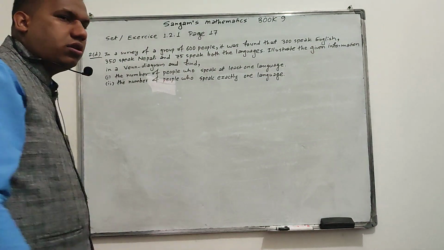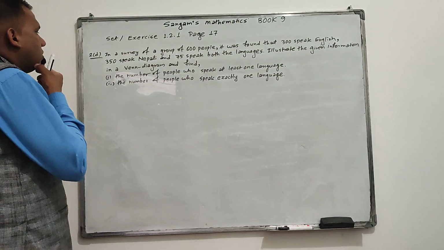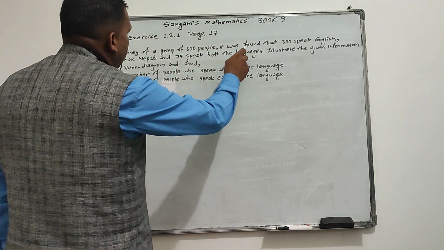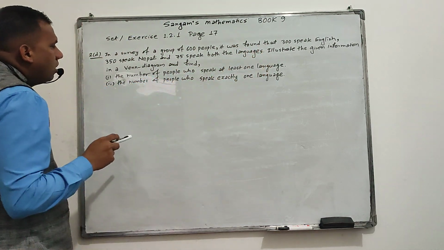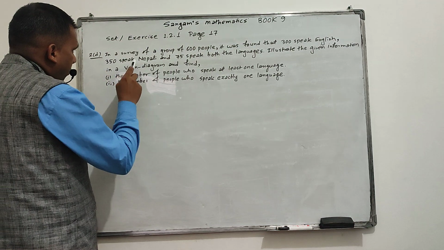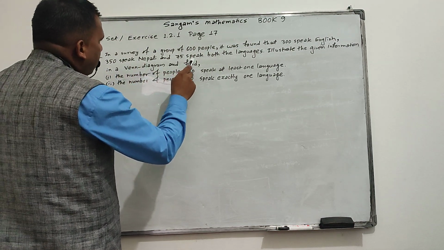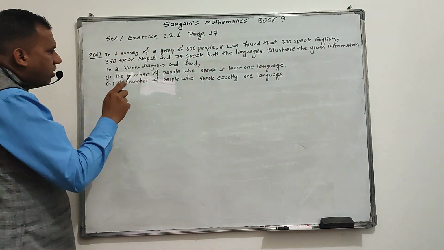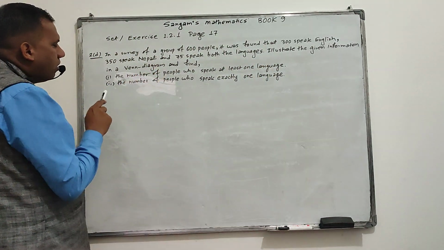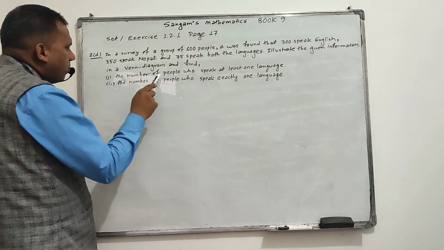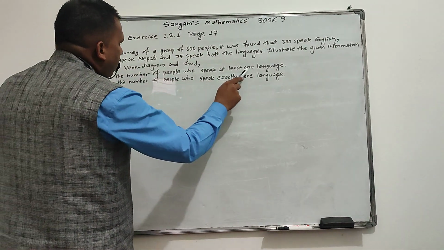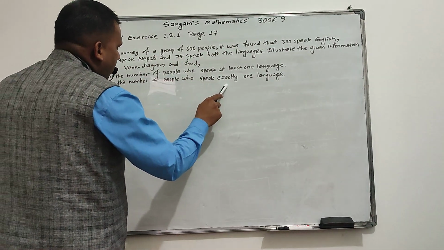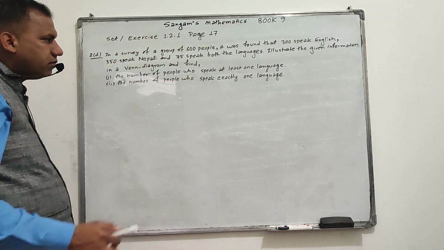Now next question, question number 2D. The question is, in a survey of a group of 600 people, it was found that 300 speak English, 350 speak Nepali, and 75 speak both the languages. Illustrate the given information in a Venn diagram and find number 1, the number of people who speak at least one language. Number 2, the number of people who speak exactly one language.